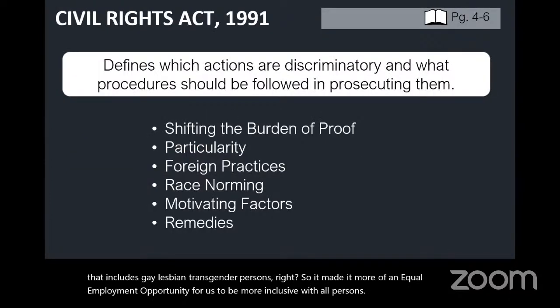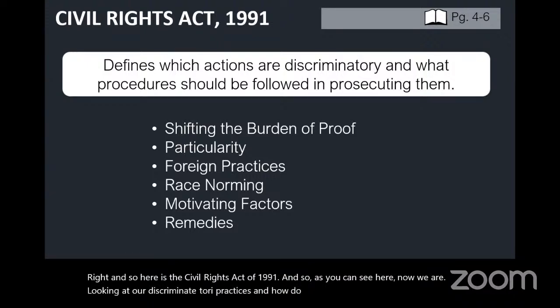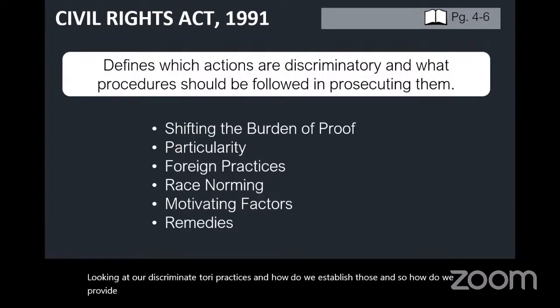Right, and so here is the Civil Rights Act of 1991. As you can see here now, we are looking at our discriminatory practices and how we establish those. How do we provide proof? Who does the initiation? How do we fact find? All of that is taking place underneath the Civil Rights Act of 1991.